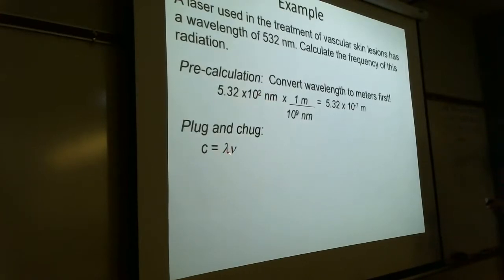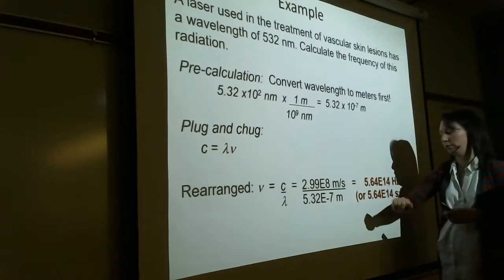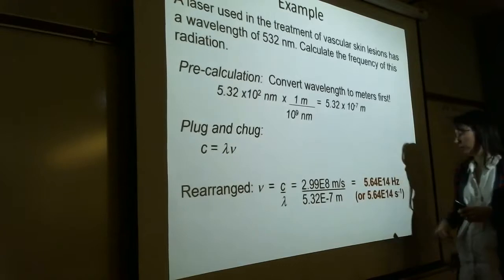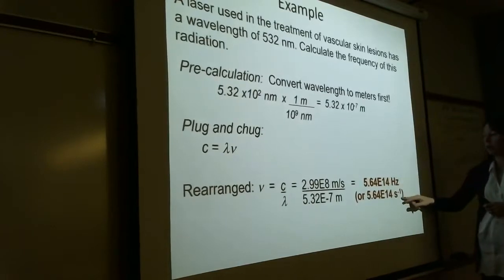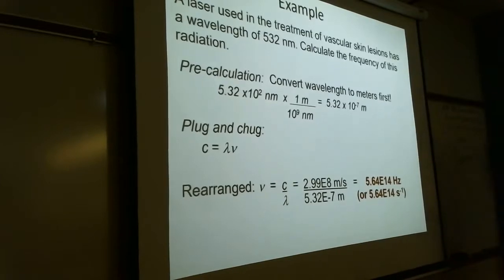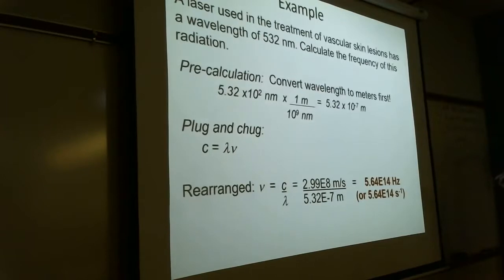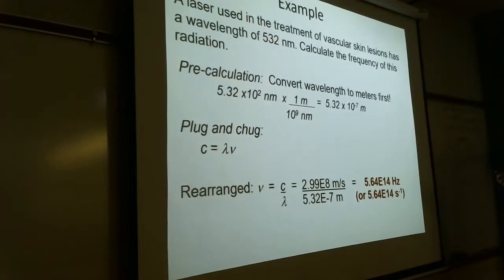If frequency times wavelength is equal to the speed of light, then all I need to do is rearrange. Meters per second divided by meters. Meters go away. I'm left with hertz. You can also write your units as seconds inverse. We're keeping 3 sig figs because the wavelength was 3 sig figs. Remember, we're using speed of light as a constant, so it's not calculated as part of our sig figs.